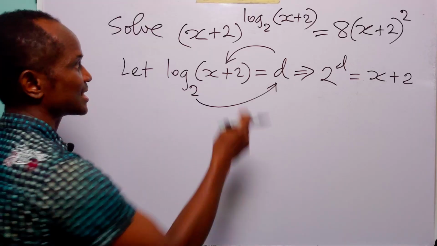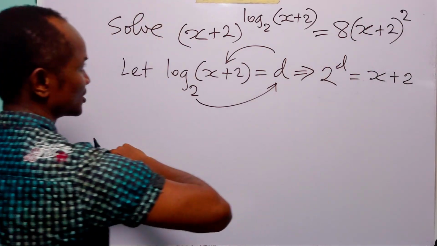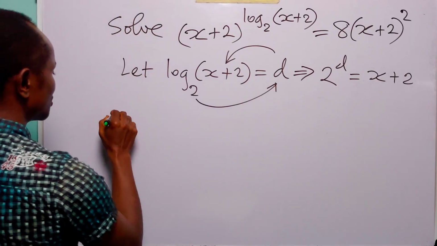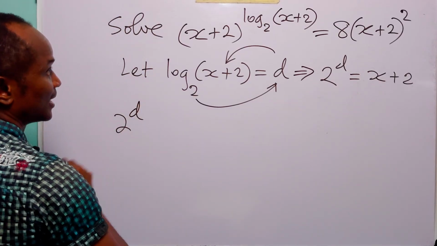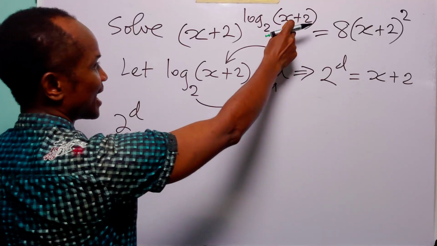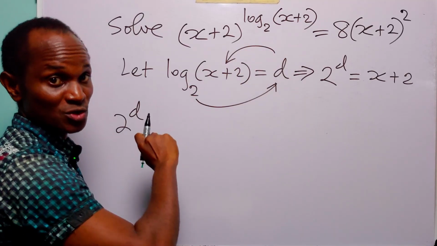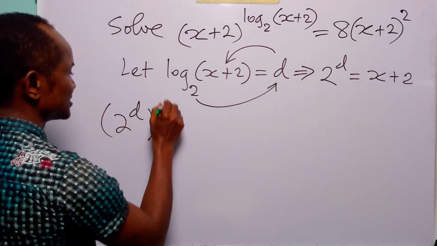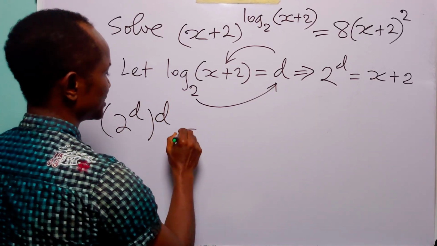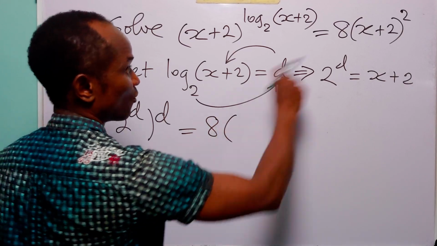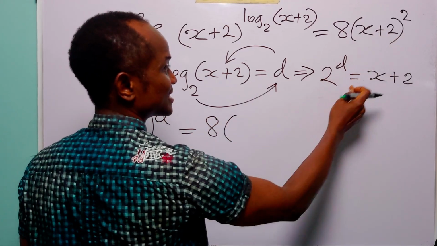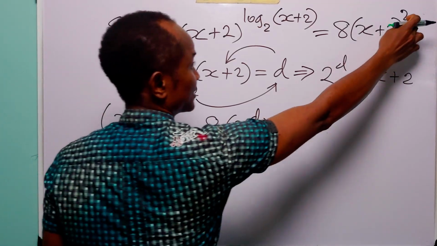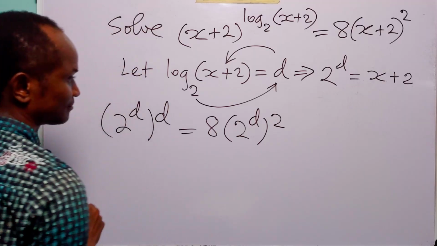Now, what we are going to do is rewrite the original equation. Here we have x plus 2, which is equal to 2 to the power d. And in the exponent, we have log to base 2 of x plus 2, which is equal to d. So this is raised to power d. This is equal to 8 times, once more we have x plus 2, which is equal to 2 to the power d, and this is squared.